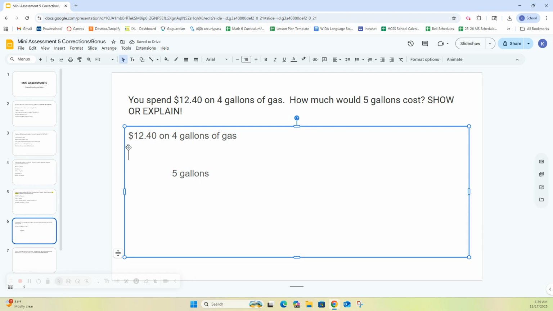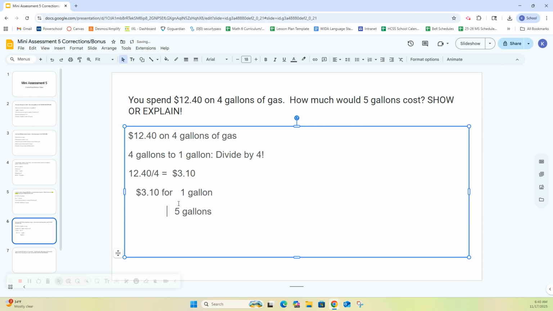All right. So first we need to think about, since we can't go from 4 gallons to 5 gallons, what we're going to do is we're going to find the price of 1 gallon. How do I go from 4 gallons to 1 gallon? That is right. We are going to divide by 4. So let's do $12.40 divided by 4. We know that $12 divided by 4 is $3. 40 cents divided by 4 is 10 cents. So it would be $3.10 for 1 gallon.